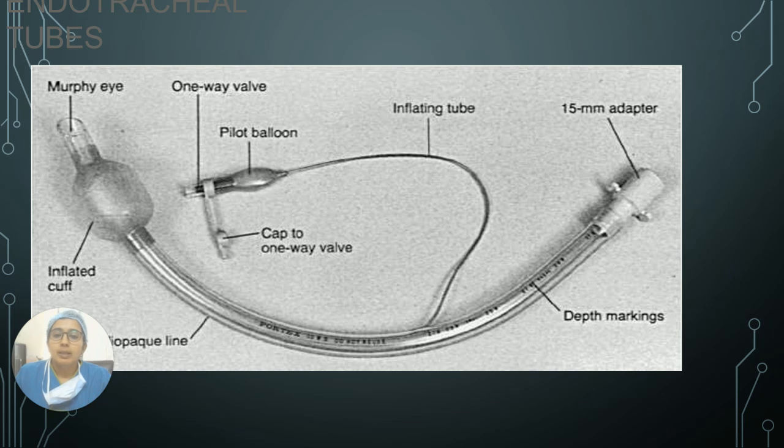Then it is connected to a cuff, and the cuff contains a pilot balloon, and it has a one-way valve. Then the proximal end, or the machine end, has a 15 mm connector to be connected to the ventilatory circuit.